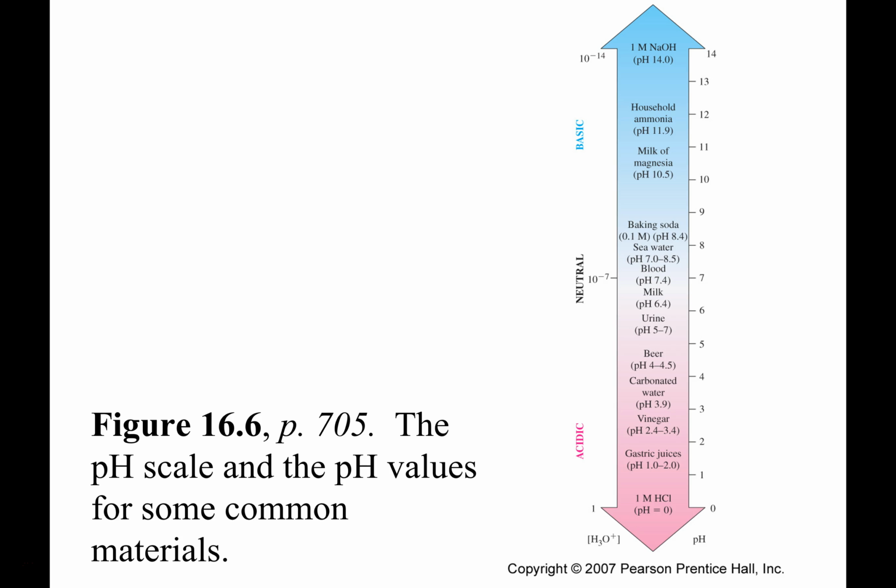Here are just some things that you might have at home that are acidic or basic. In our stomach, our gastric juices, very acidic. Vinegar, water, or carbonated water, 3.9, very acidic. Beer, urine, milk, blood, kind of get neutral. Seawater, baking soda, milk of magnesia, household ammonia, and 1 molar NaOH.